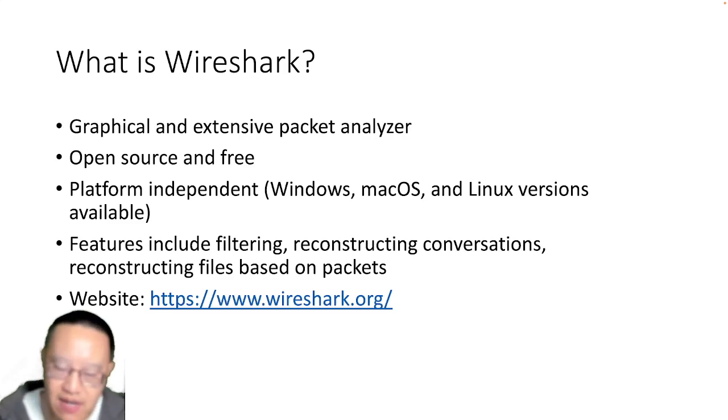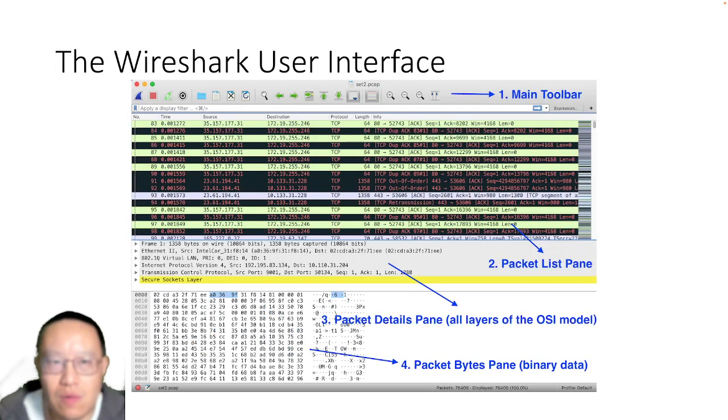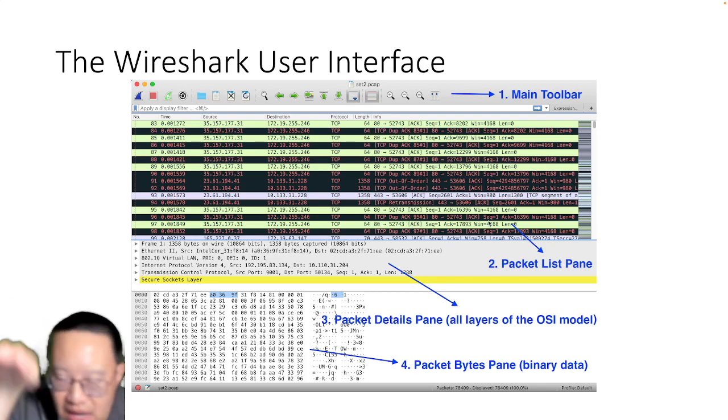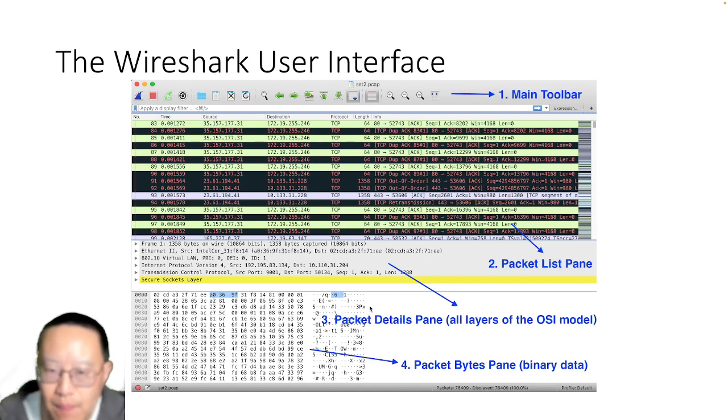So we've covered what a packet is, what a PCAP file is, what Wireshark is. So here's the Wireshark interface. This is a little old. There's a minor change in the modern Wireshark interface. There's a toolbar. There is a filter bar for filtering. Then there is a packet list pane, which is a list of all the packets in a table format, in rows. Then you have the packet details.